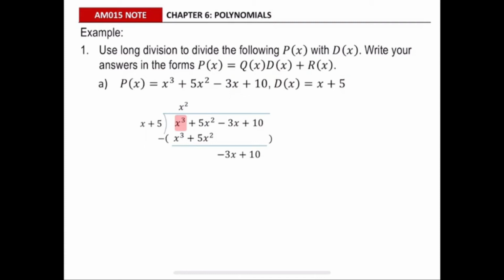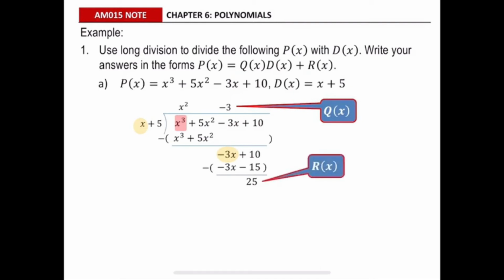First, divide negative 3x by x, we get negative 3. Then multiply negative 3 with the divisor x plus 5, we will get negative 3x minus 15. After that, subtract negative 3x minus 15 from negative 3x plus 10, we get 25. The process stops here because 25 cannot be divided by x. From this long division, we get the quotient, which is x squared minus 3, and the remainder 25.